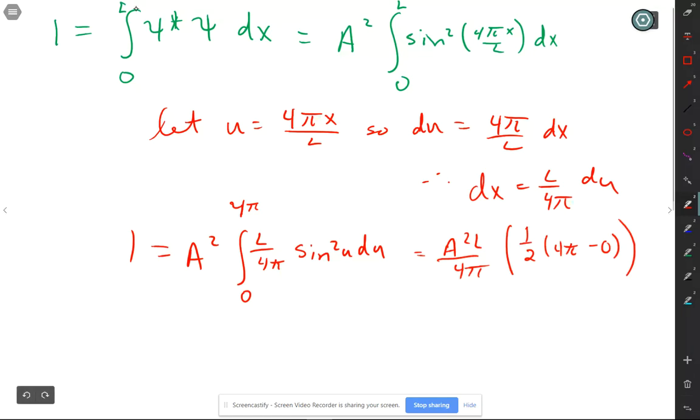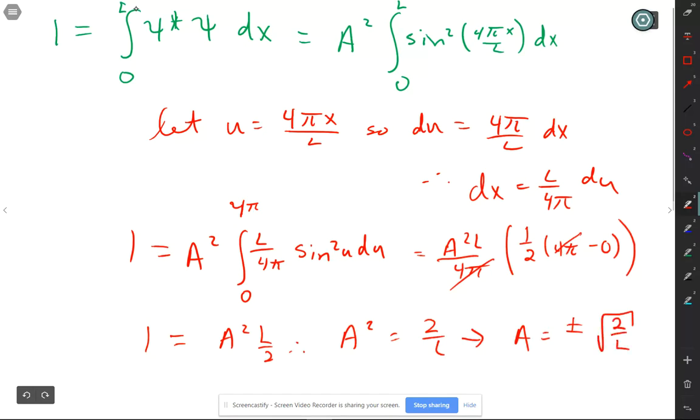So now putting this in, notice the 4 pi's will cancel, and I have 1 is equal to a squared L over 2. Therefore, a squared is equal to 2 over L, which leads me to a is equal to plus or minus the square root of 2 over L. Now, if you just chose the positive root, I did not mark you off, because what we really care about is having a and a. So that's the first normalization.